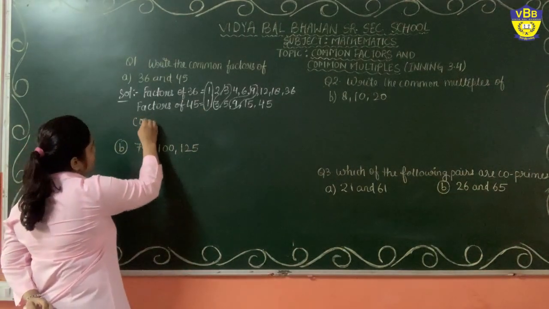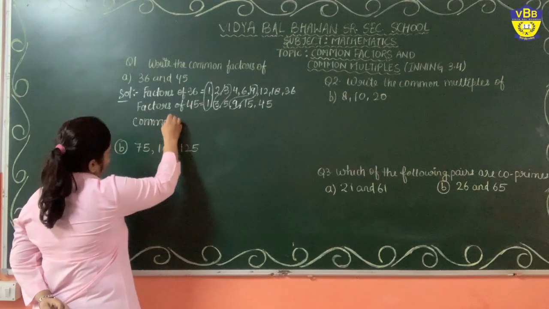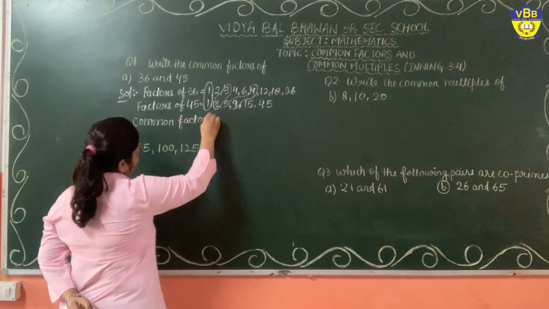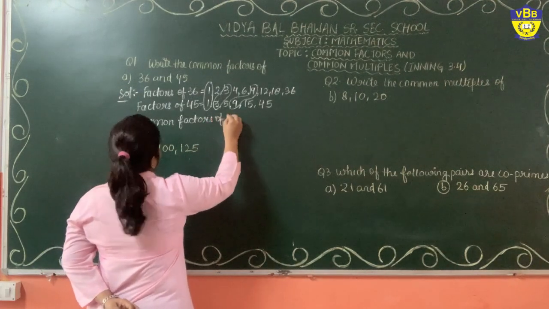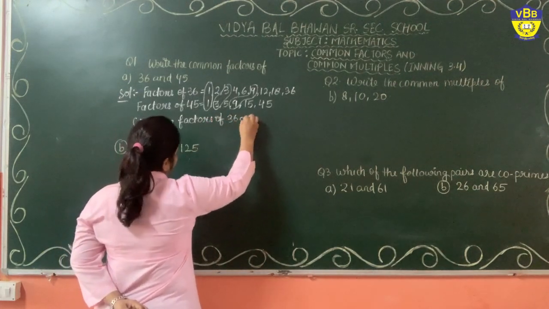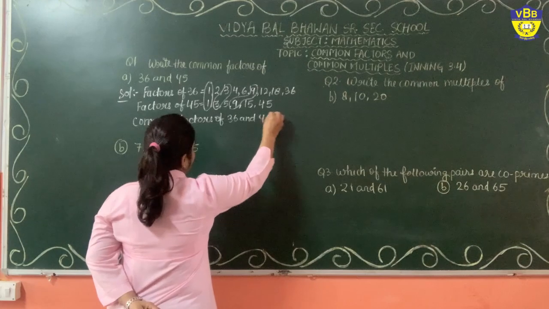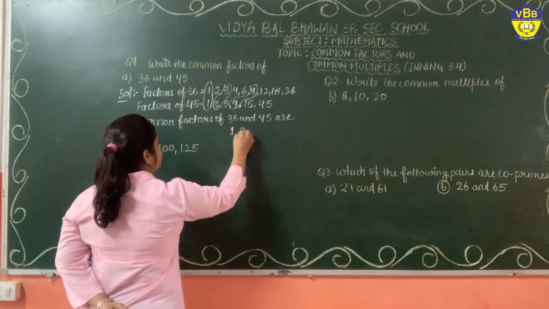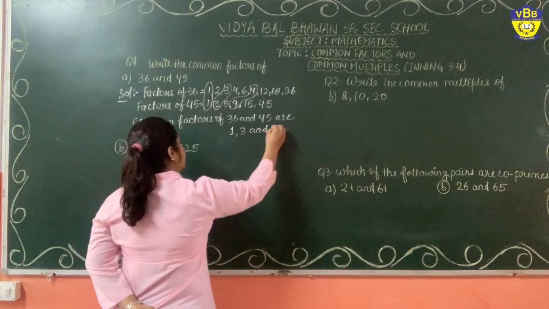Write it down. Common factors of 36 and 45 are 1, 3 and 9. This is the answer.